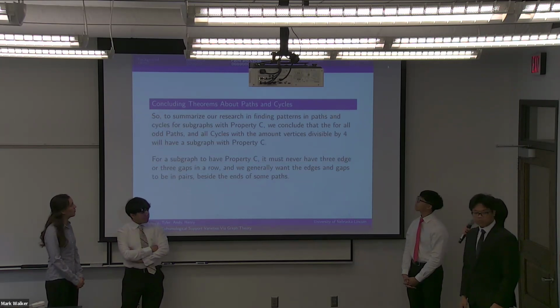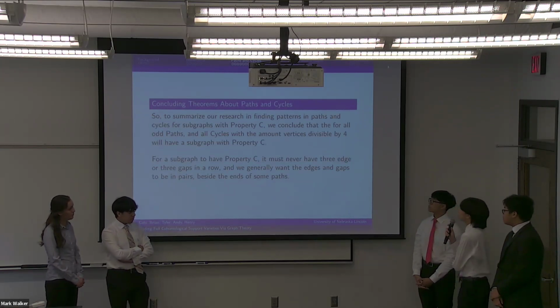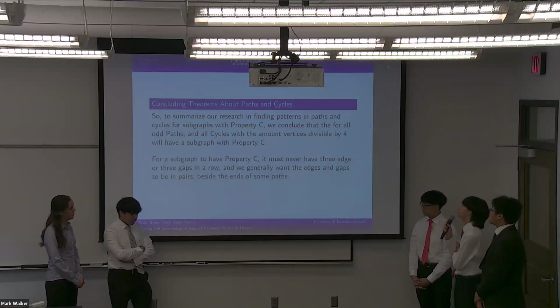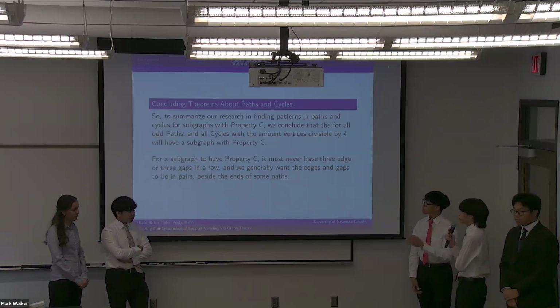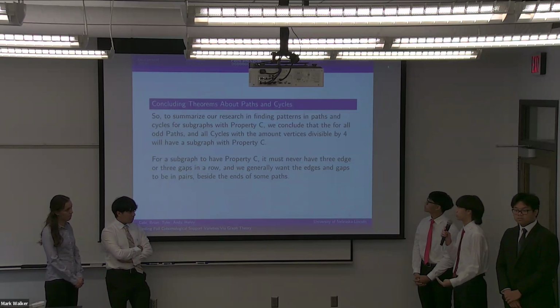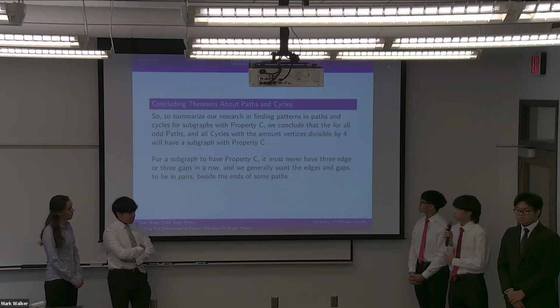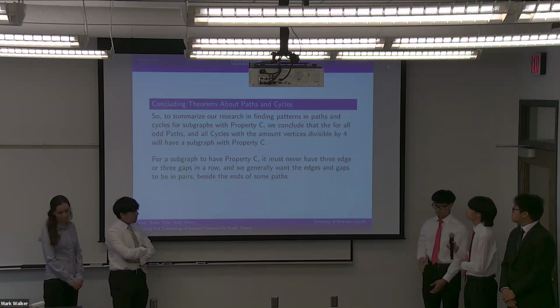To summarize our research in finding patterns in paths and cycles for subgraphs with property C, we conclude that for all odd paths and all cycles with the number of vertices divisible by 4, we will have a subgraph with property C. For a subgraph to have property C, it must never have 3 edges or 3 gaps in a row, and we generally want the edges and gaps to be in pairs, besides the end of some paths.